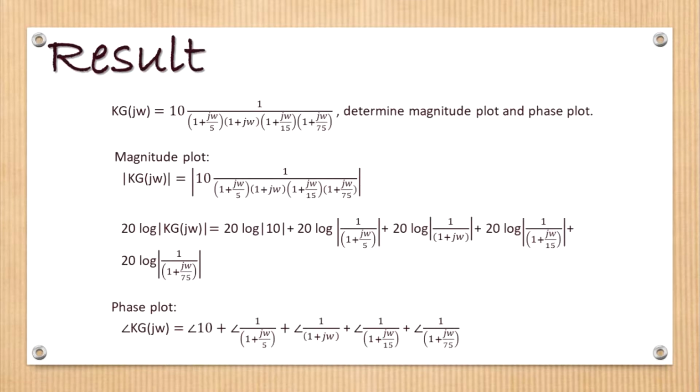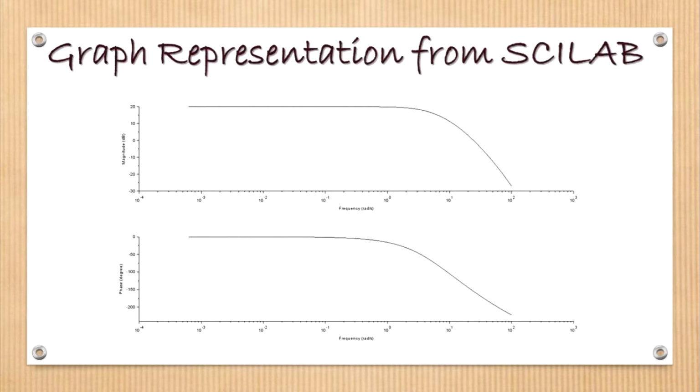Next, determine the magnitude plot and phase plot, and the equation is as shown below. This is a graph representation from Scilab which clearly shows the phase and magnitude margin. With the details we gather, we are now trying to design the phase lead compensator network.